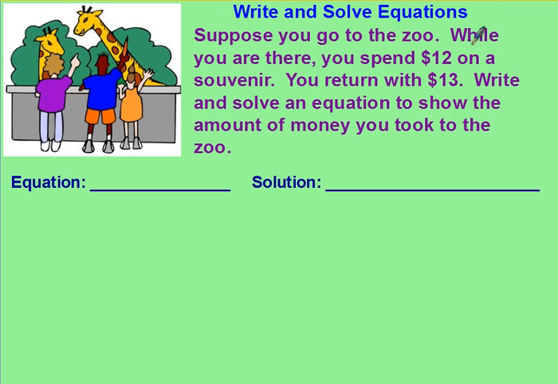Suppose you go to the zoo. While you're there, you spend $12 on a souvenir. You return with $13. Write and solve an equation to show the amount of money you took to the zoo.